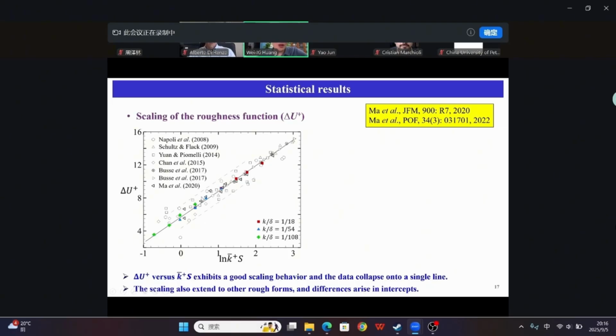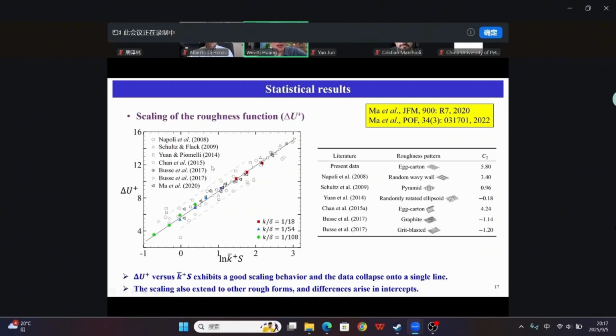And moreover, we can plot the data from the references. It seems that they all follow this scaling very well. And for the different references, they actually have different shapes, like the cardan shape, the wavy shape, the pyramid shape, and the random shape. So K plus multiplied by S is a good indicator of the roughness function.